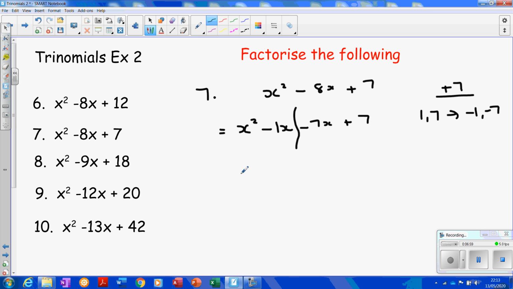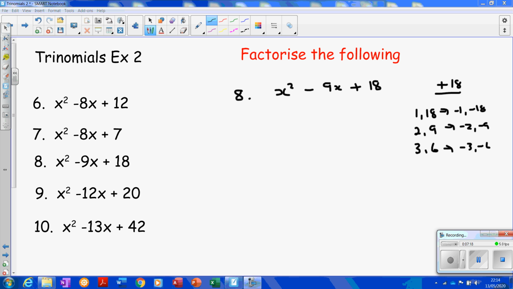Break it down the middle. Gives me x bracket x minus 1. And I need x minus 1 as a second bracket. What have I multiplied x by to get minus 7x? Minus 7. So when I write that down, repeated bracket is x minus 1, and the first bracket is x minus 7.